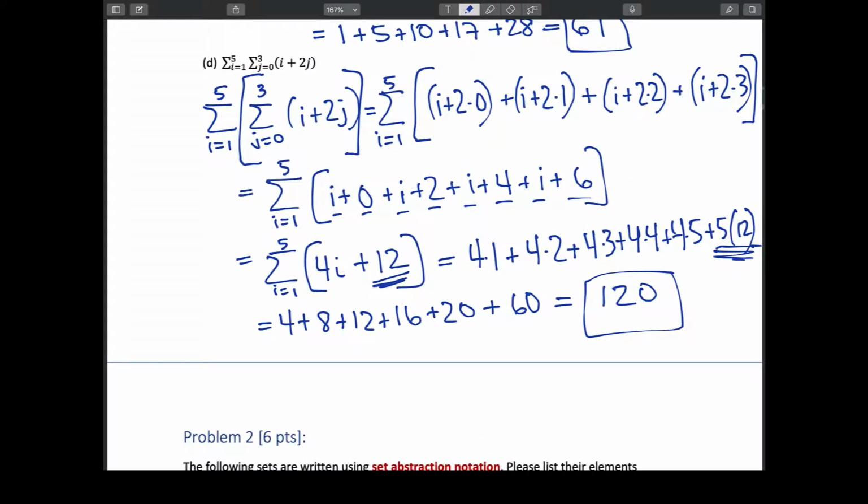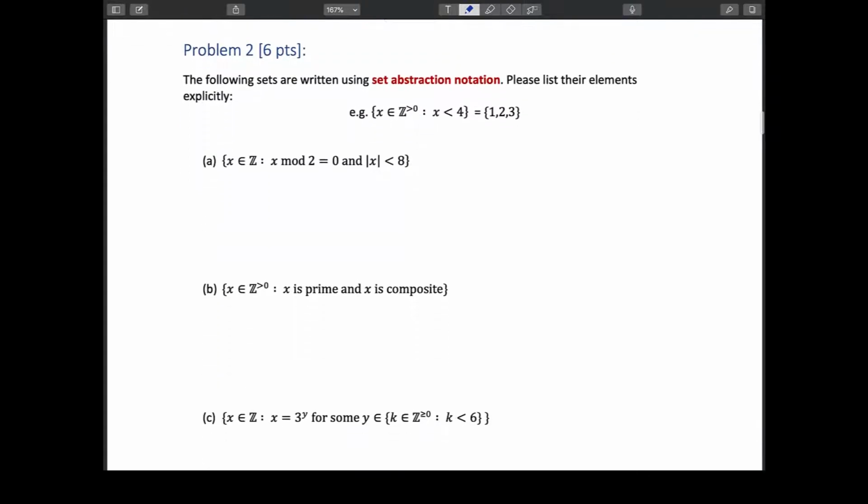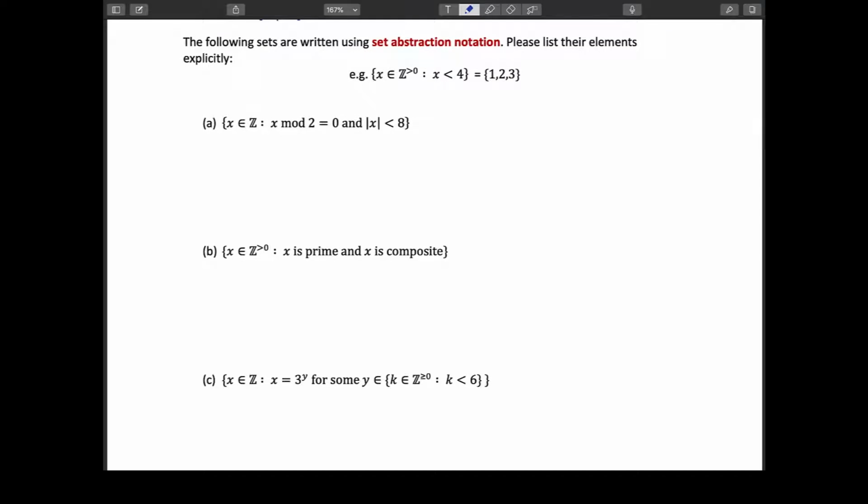Let's take a closer look at problem 2. The following sets are written using set abstraction notation. Please list their elements explicitly. So we will exhaustively enumerate those elements that are in this set.